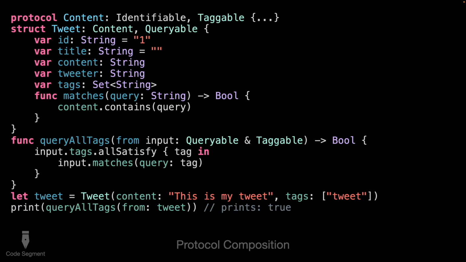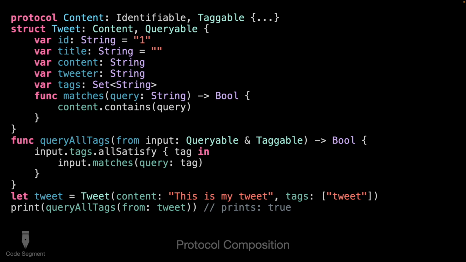We've changed our mind. Now we think that all content should be taggable, but we don't think it should all be queryable, right? So tweet implements or adopts queryable, and content adopts taggable, and tweet also adopts content, which means it gets all of them: content, identifiable, taggable, and queryable, basically, right? Tweet is all of those things, okay?